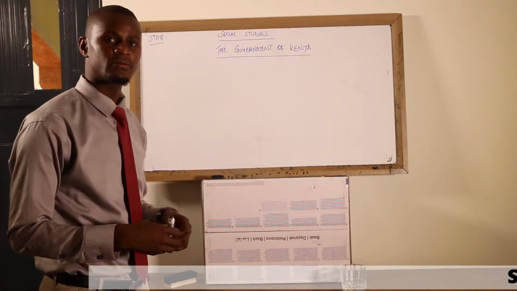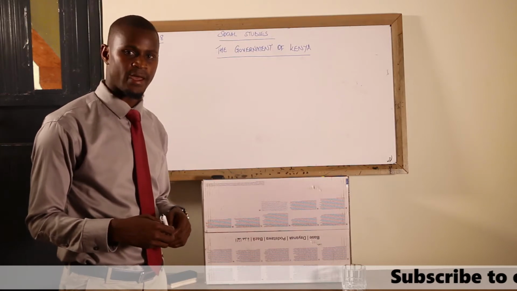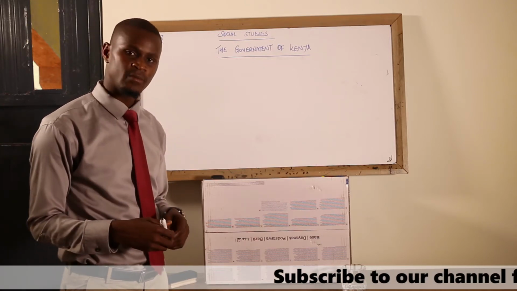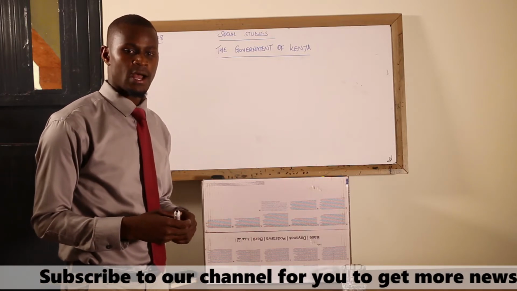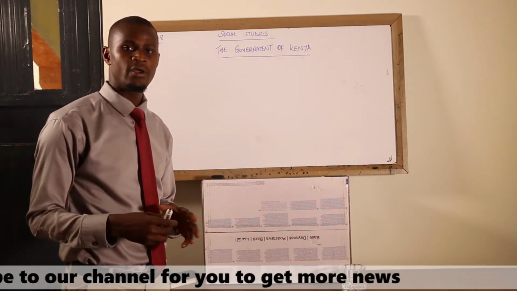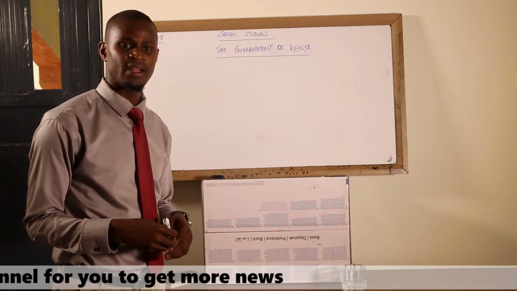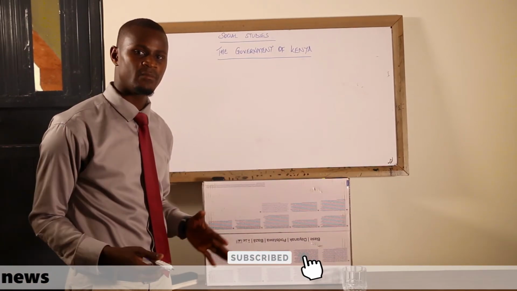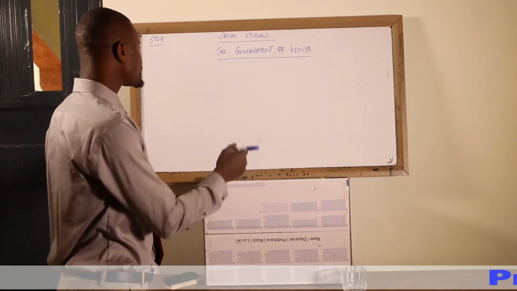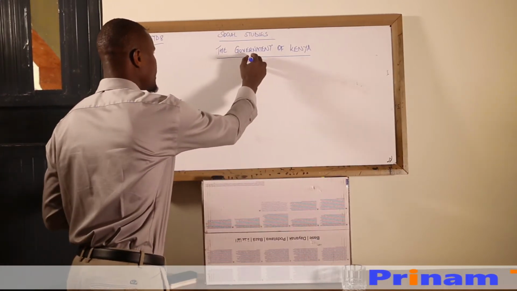I am going to take you through the studies, Standard 8, and we are going to look at the government of Kenya. Under the government of Kenya, we are going to look at the branches that make up the government of Kenya. We have got 3 branches of the government of Kenya.